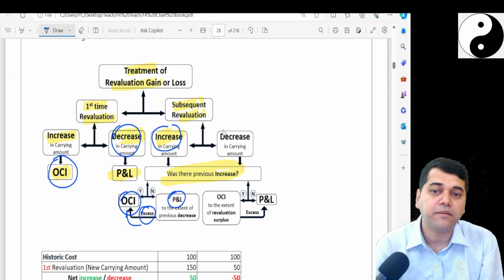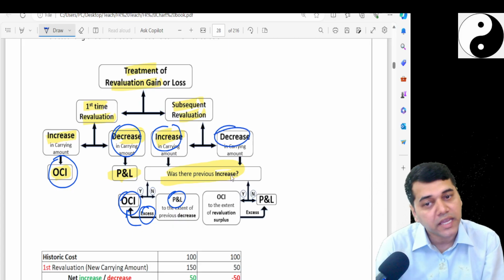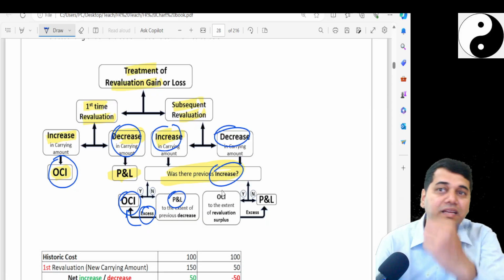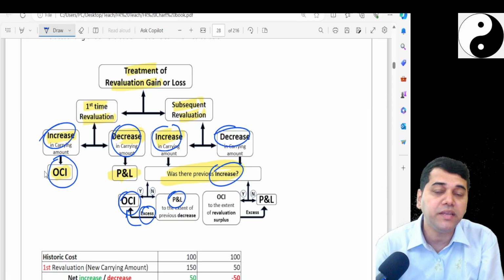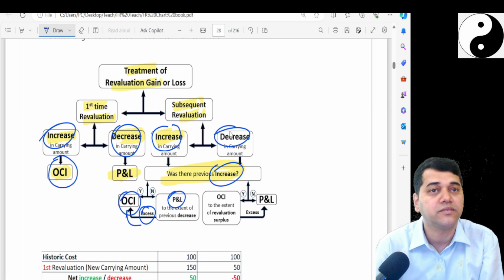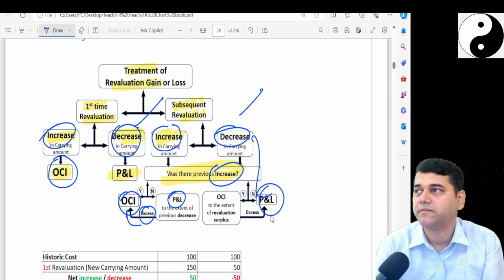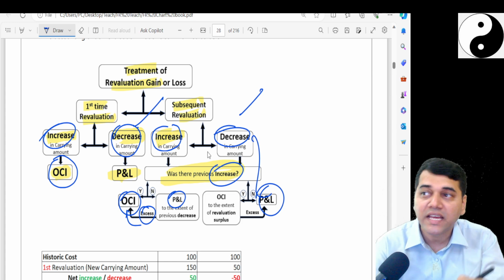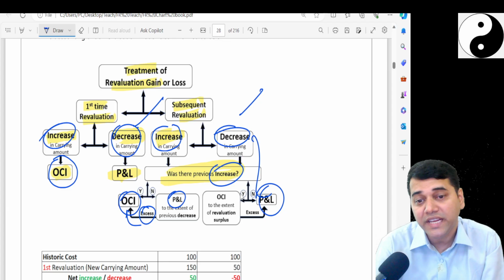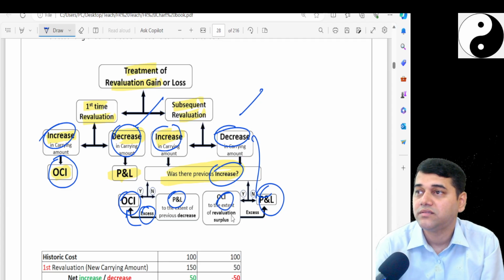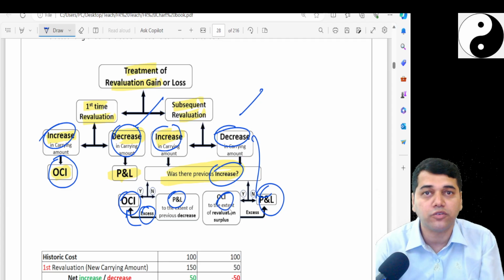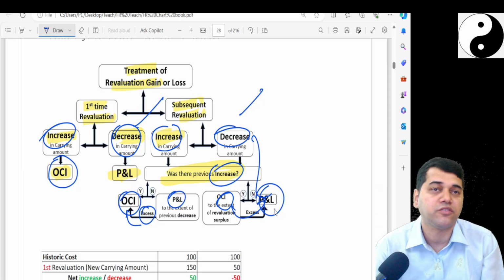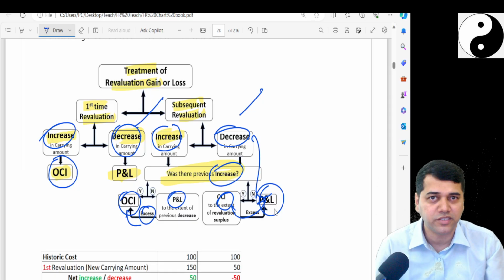Now the second time, a decrease happened. Again you will ask the same question, what happened last time? First time increase happened, second time decrease. Okay, let me go like this: first time also decrease, second time also decrease. Straight away it will end up in the P&L. But if the first time there was an increase, you created one reserve. Second time there was a decrease, no? First you eat that reserve, because you created one reserve, nothing extra. And then you transfer the rest to P&L. I hope this explanation is sufficient.